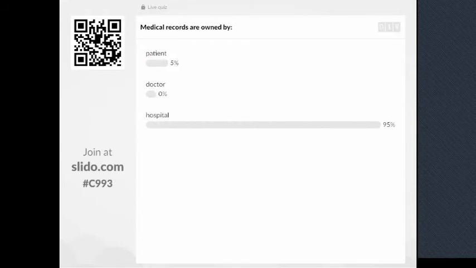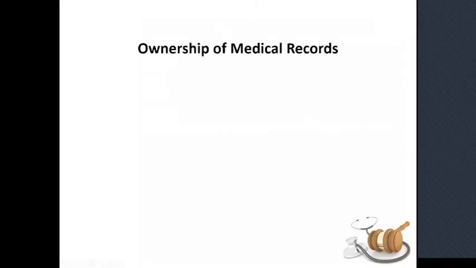So the owner of the medical record, you're correct, no? The hospital is the owner of the medical record. Specifically, it is the owner of the paper on which the medical record is printed. Because it usually comes from the supply of the hospital, it's the ownership of the hospital. So it's not the patient who owns it, it's the hospital.